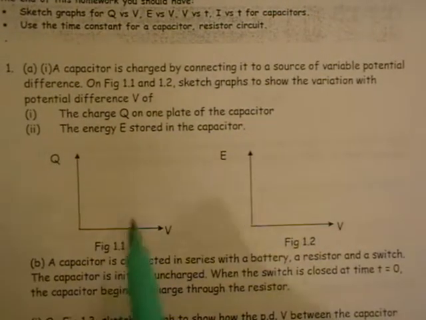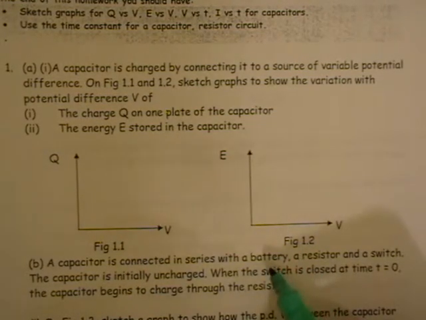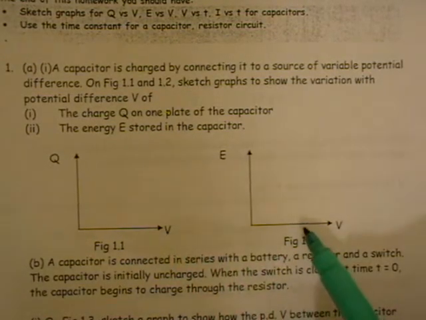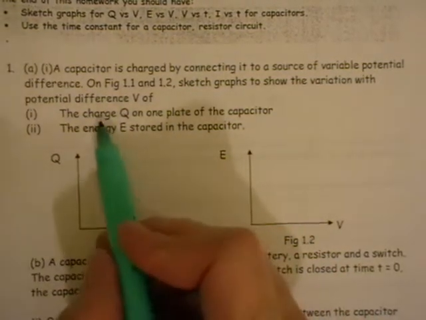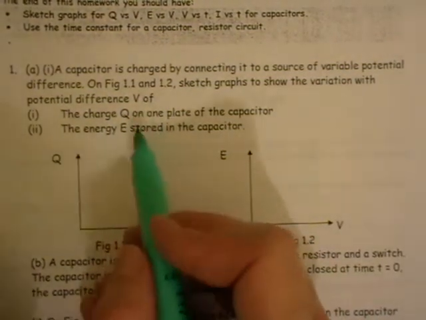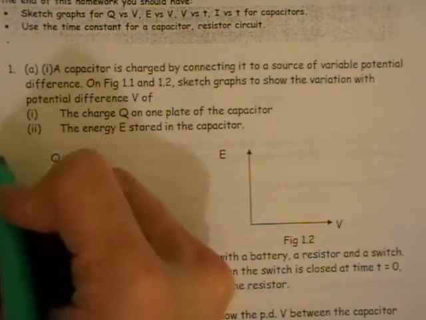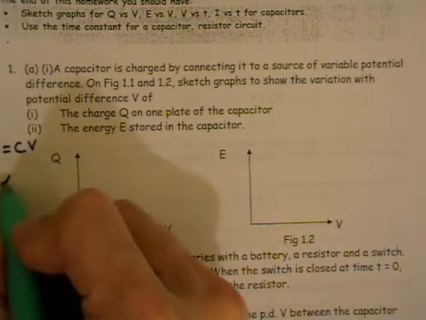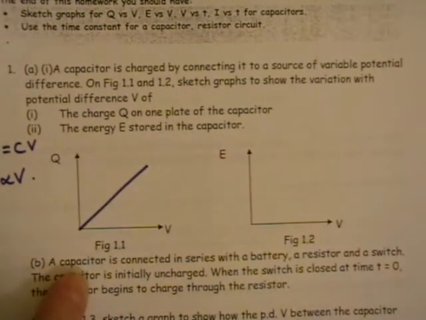On figure 1.1, which is the first graph, and figure 1.2, sketch graphs to show the variation of potential difference of the charge Q on one plate of the capacitor and the energy stored in the second graph in the capacitor. So the first one, we need to find what's the relationship between Q and V. And the equation that we know is that Q is equal to CV. So we can tell from that that Q is directly proportional to V. And so that's going to be a nice straight line through the origin.